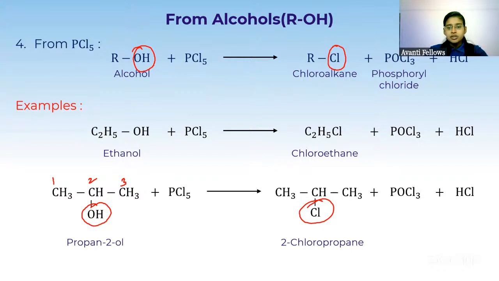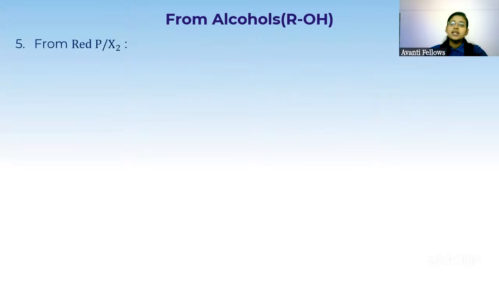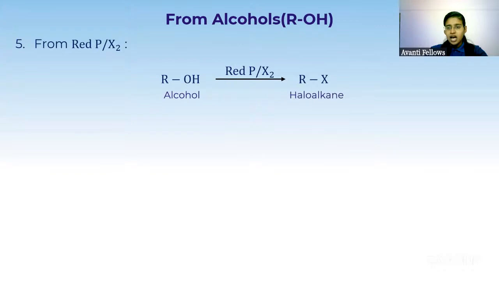Now coming to the fifth method. It is by using red phosphorus and halogen. Okay. So take an alcohol, treat it with red phosphorus and halogen. So the OH group will be substituted by the halogen. Okay. So I will get RX. And here the halogen should be bromine or iodine. So this X is a halogen, right? So X should be a bromine or it should be an iodine. Okay, it cannot be some other element.